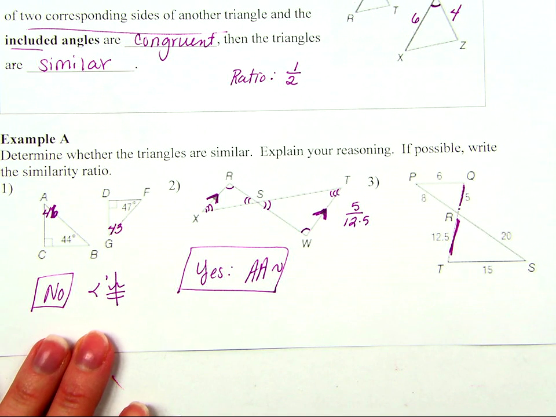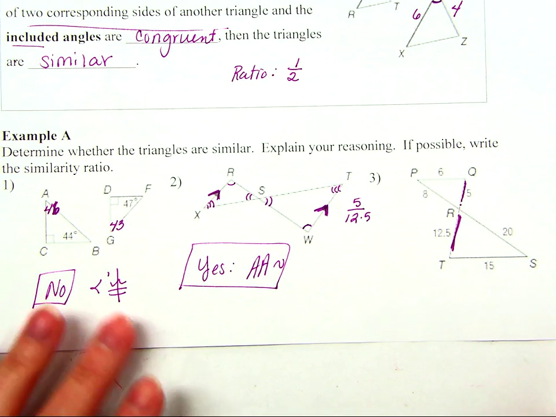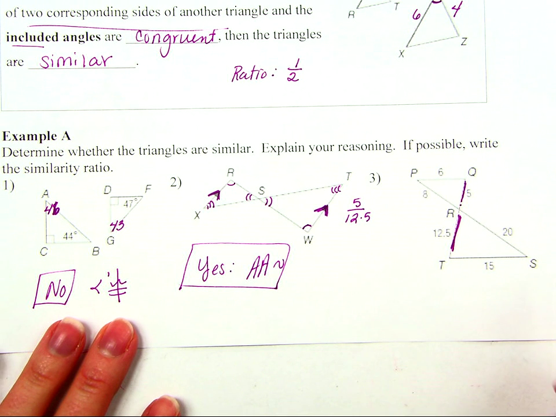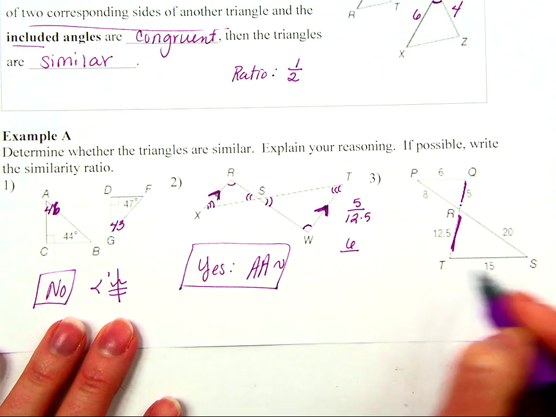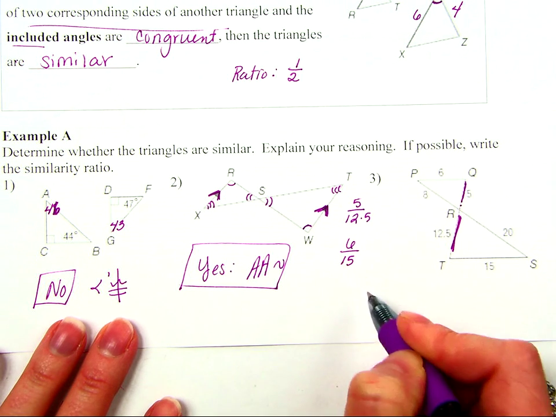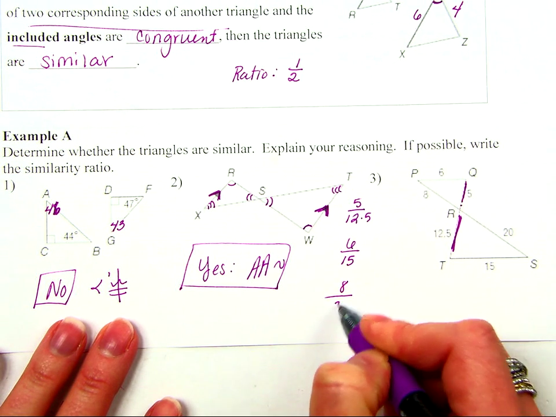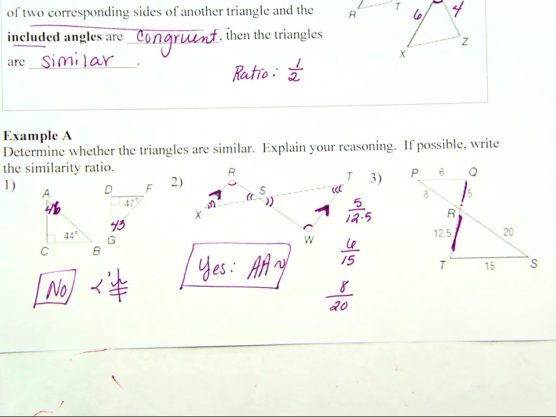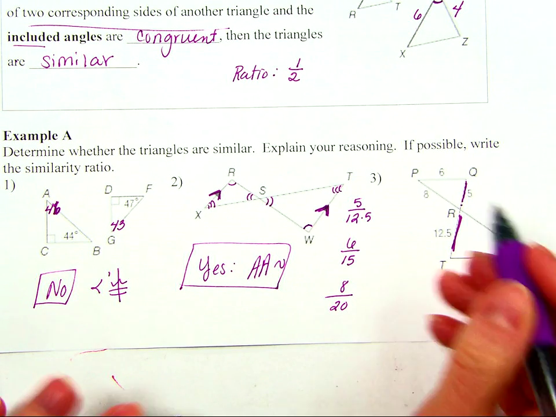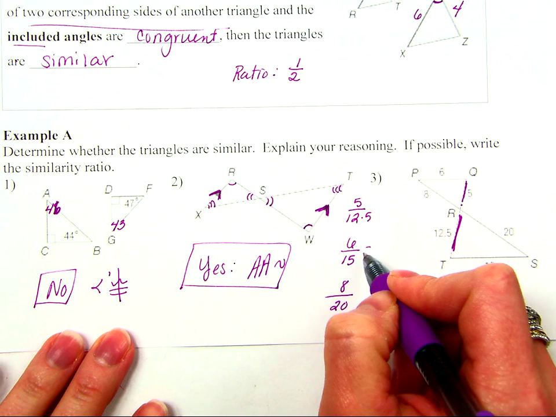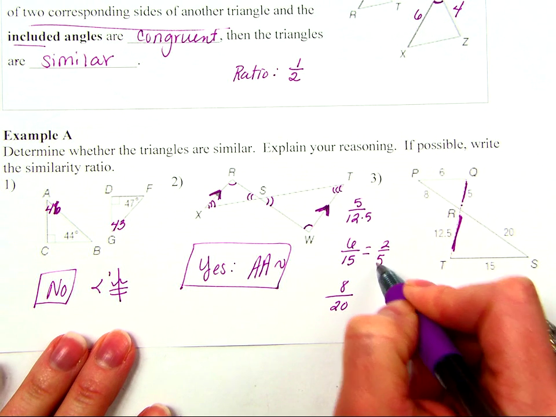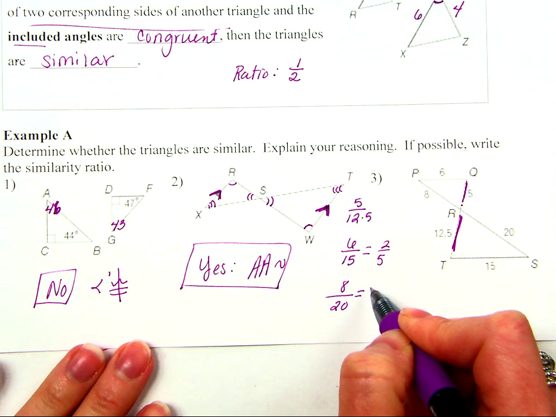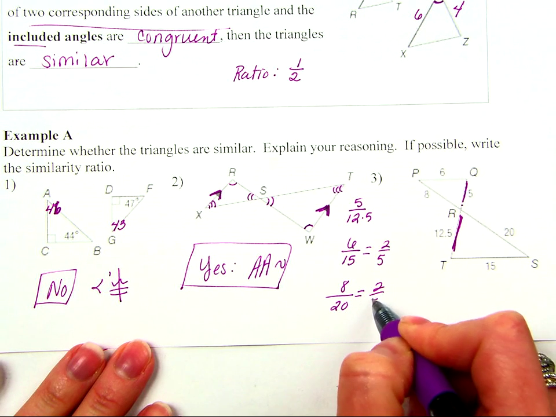And I like to just go ahead. It appears that we may be able to use side, side, side, but we have to check each ratio. So my next side length, 6, is going to correspond to 15, and 8 is going to correspond to 20. And we want to see if all of these have the same ratio. Now, I can pretty quickly reduce these, knowing that 3 goes into both of them, and 4 goes into both of these.